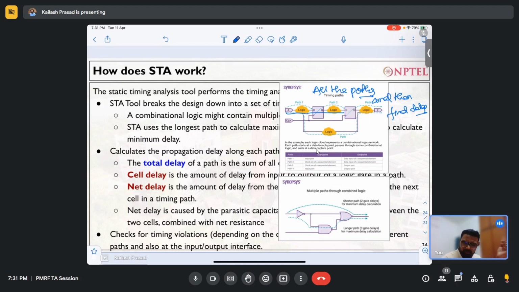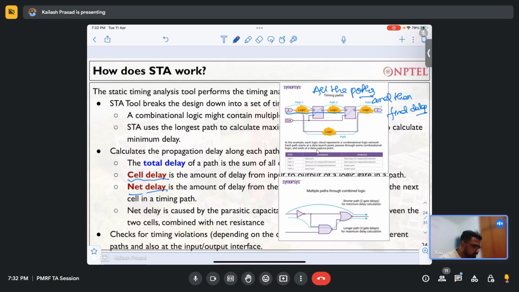And how do you calculate the delay? Delay is the cell delay, the delay of the gate, plus the net delay, the delay of the wire itself. Both delays are added and the final total delay is calculated. Whenever you do timing analysis, the tool will generate, say, 1,000 paths, and whichever path has the highest delay, it will pick that.